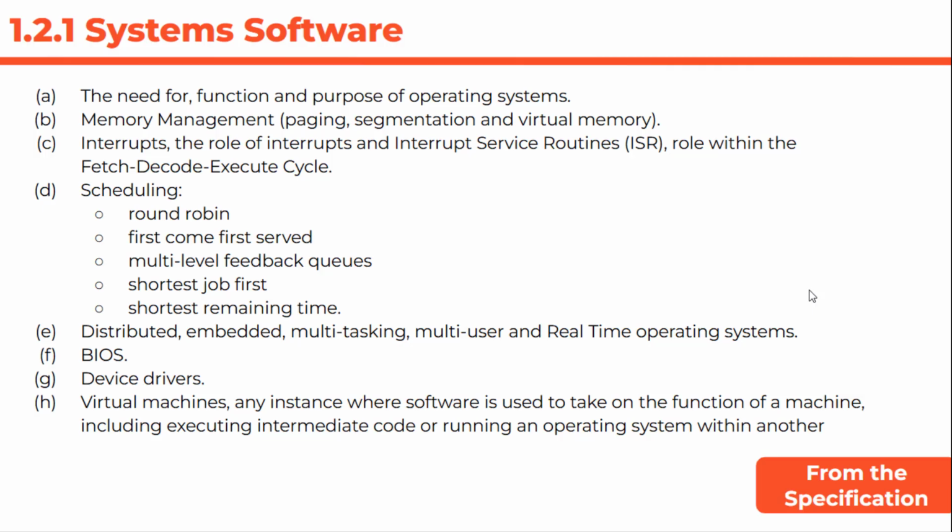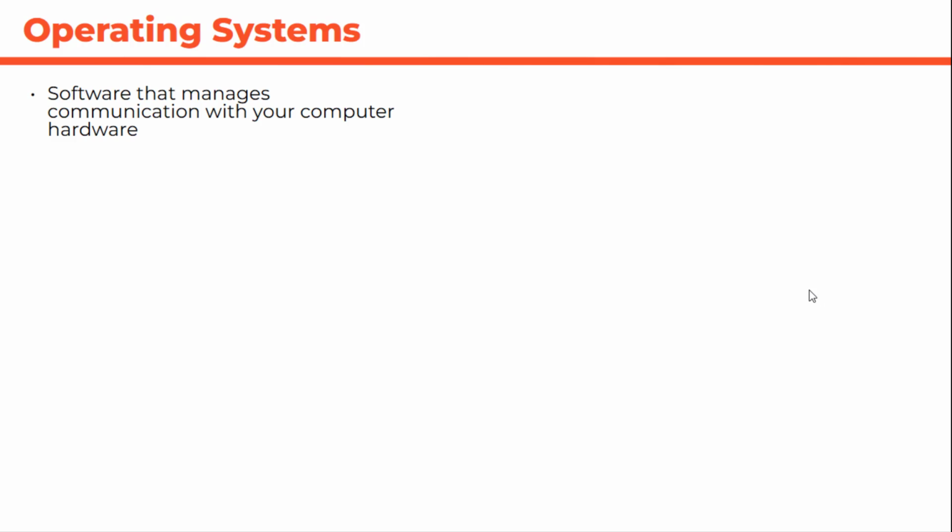In this video we're going to talk about topic 1.2.1, which is system software. And that covers the need for, the function and the purpose of operating systems, memory management such as paging and segmentation and virtual memory, ISRs or interrupt service routines and their role within fetch, decode, execute cycles, and then we've got the scheduling algorithms. We move on after that to distributed, embedded, multitasking, multi-user and real-time operating systems. We look at the basic input-output system, and we've got device drivers and then virtual machines at the end of that. So we're going to dive straight in and get stuck into operating systems.